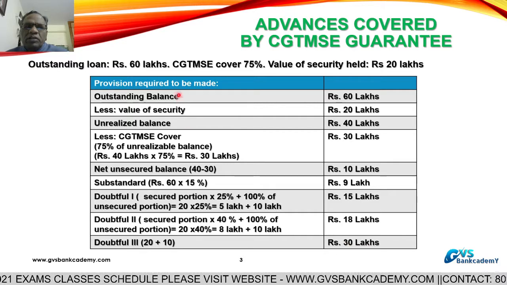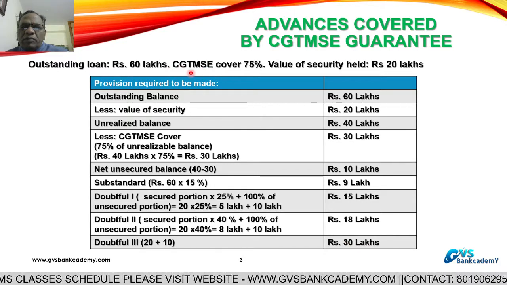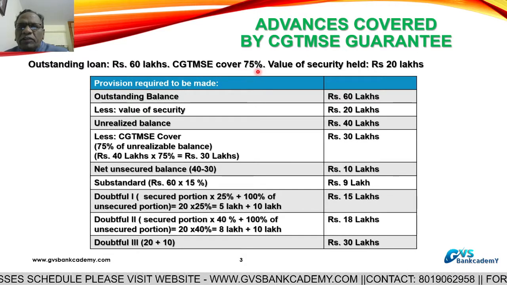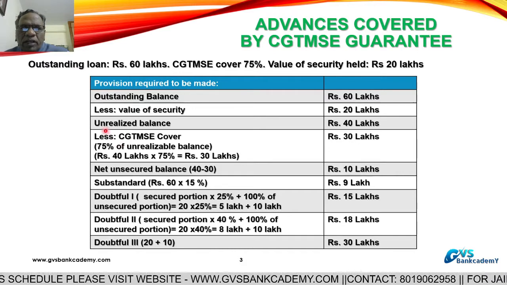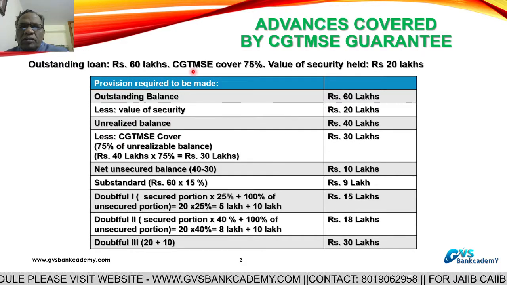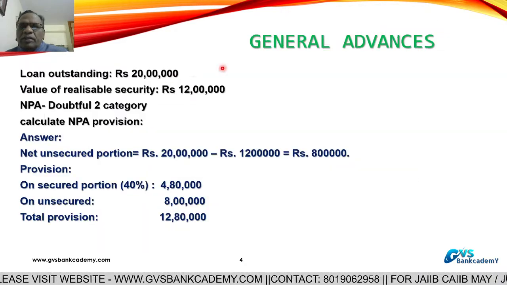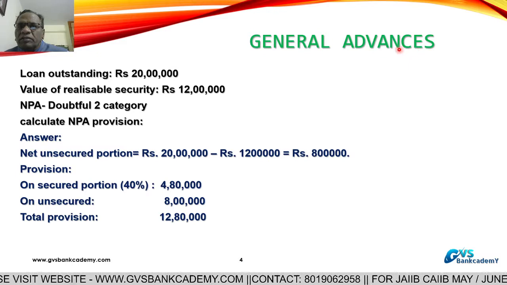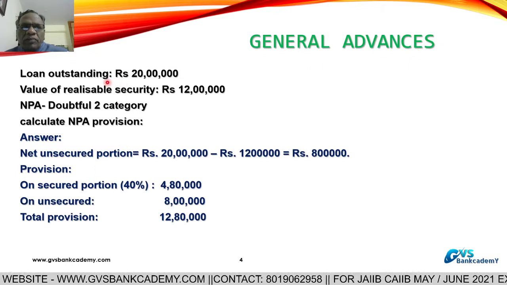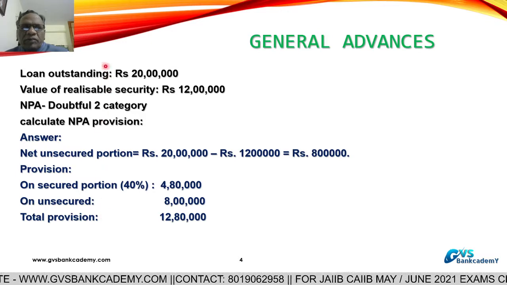So this is about the CGTMSE cover. Normally for CGTMSE cover in accounts up to 2 crores, you will get a claim of 75% on the unrealizable balance amount. Then this is general advances. The same question was asked in one of the bank scale 4 to 5 examinations, a simple question.